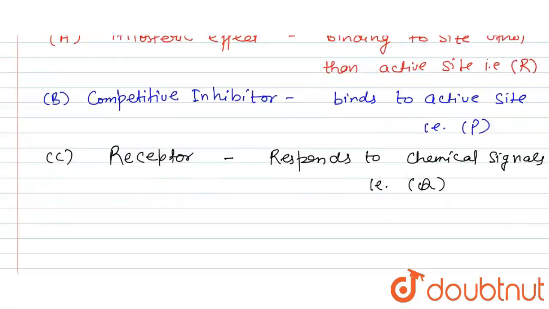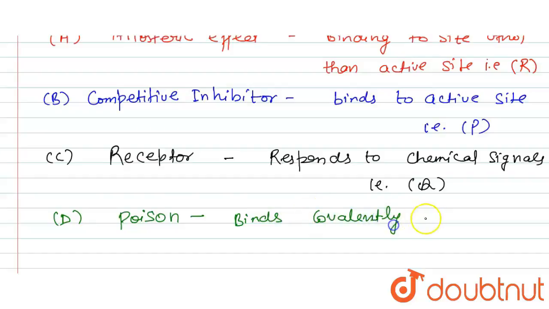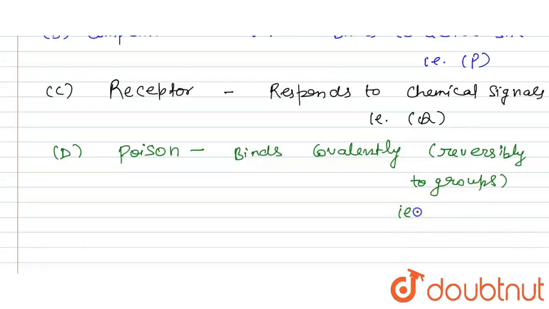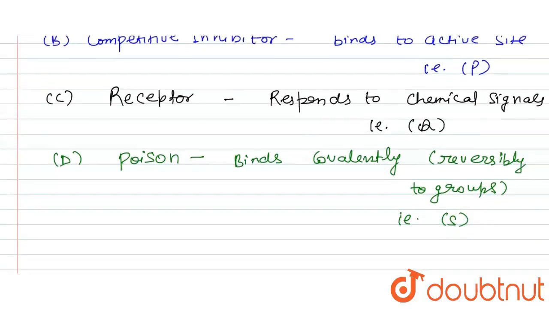Now we will talk about the last, that is poison. Poison is very harmful to cells because poisons are potent non-competitive inhibitors. These substances, which are generally structurally unrelated to the substrate, bind reversibly to groups distant from the binding site of the enzyme and are thus less specific than competitive inhibitors. So from the options we can see that option S is the correct one, that is binds covalently, or you can say reversibly to a group. So option S is the correct option for poison.